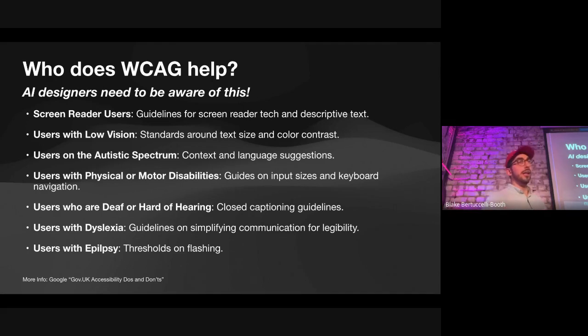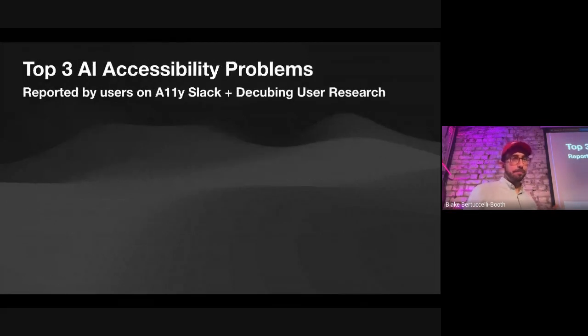UK.gov has a really great tool set of infographics, and if you just Google gov.uk accessibility do's and don'ts, you can quickly see just a baseline of what you should and shouldn't do that most people won't follow, which is kind of silly because it's very simple. It's not major pieces, and it doesn't require whole rethinks of UX.